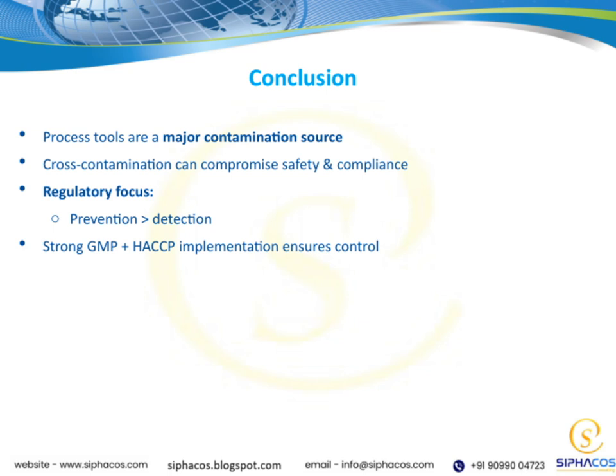Regulatory agencies prioritize prevention over detection, meaning our focus should be on implementing proactive measures to stop contamination before it happens. This is where strong GMP, good manufacturing practices, and HACCP, hazard analysis and critical control points, come into play. When these systems are well implemented, they provide us with the controls necessary to minimize risks effectively. Overall, the key takeaway is that prevention, backed by robust procedures and rigorous control measures, is our best strategy to ensure safety and compliance in our processes.